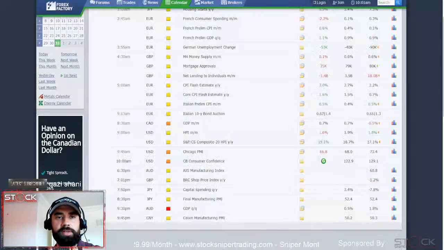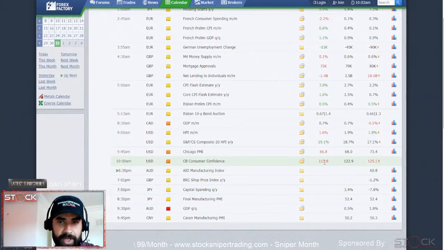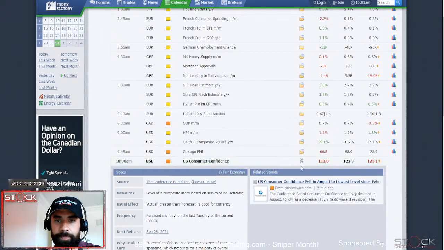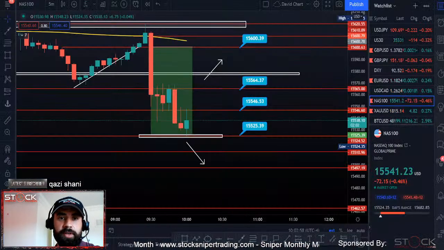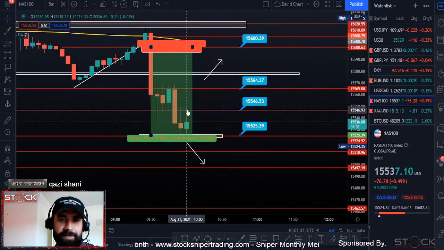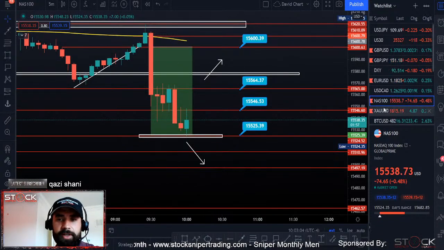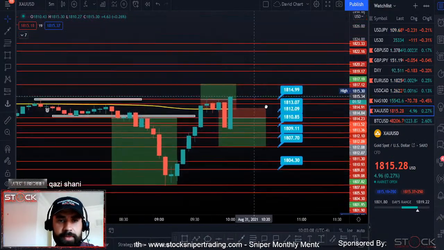Okay, let's check out news, guys. You guys are gangster. Thank you so much for dropping these comments. It's amazing. Oh yeah, guys, news is very negative. Look at this. Okay, why traders care: consumer confidence is the leading indicator of consumer spending, which accounts for a majority of overall economic activity. Very important folder here, guys. You can see Nasdaq is still getting rejection at 15,546. All right. There's gold, guys. Look at this.